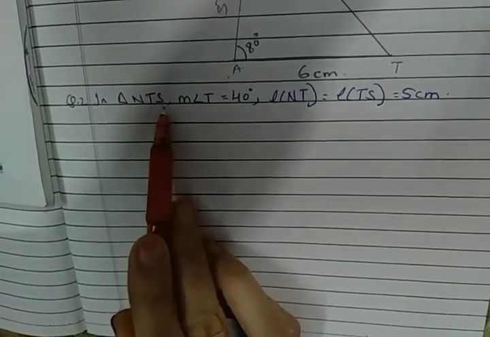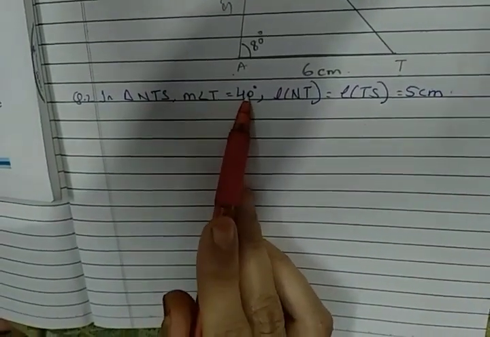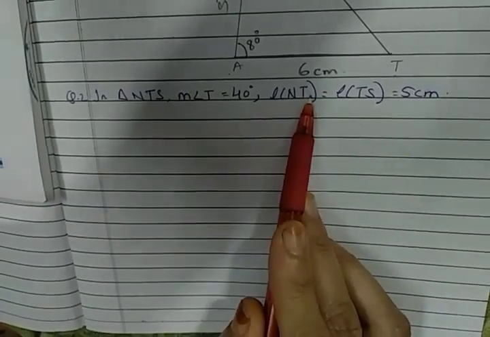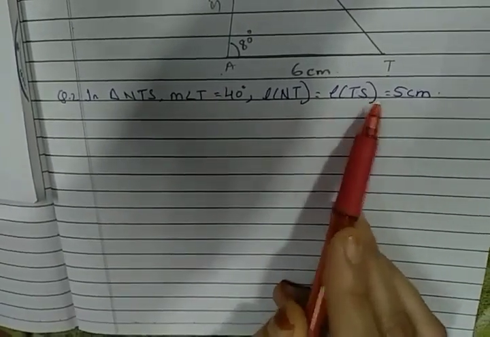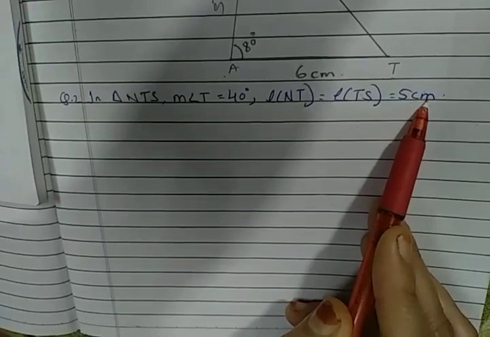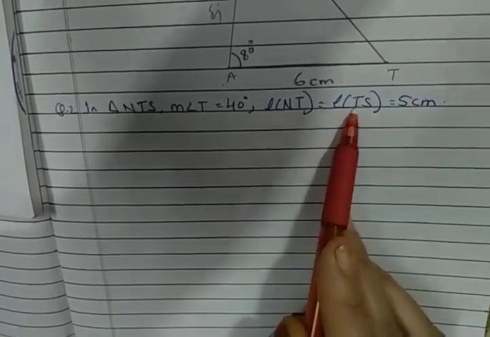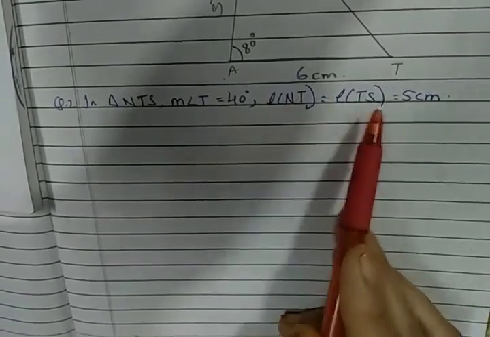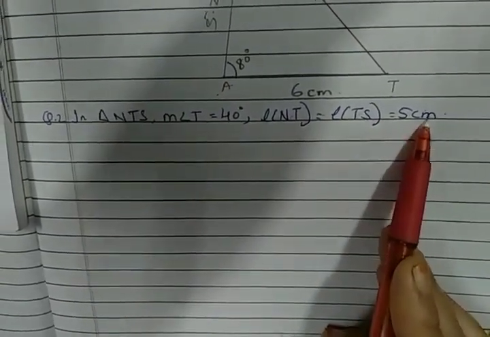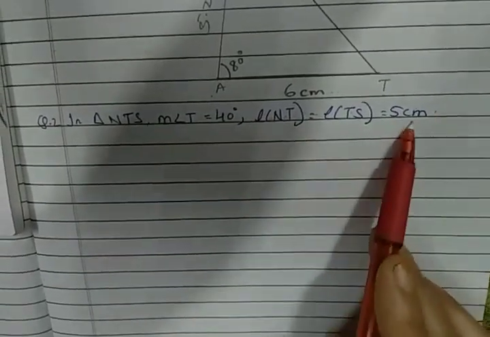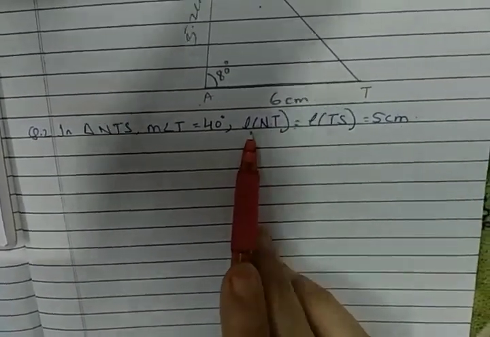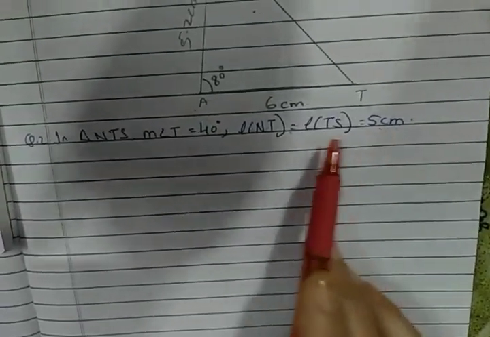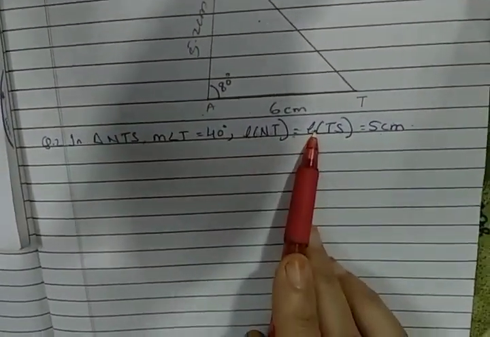In triangle NTS, measure of angle T is given as 40 degree. Length of NT equals length of TS, which is 5 centimeter. Students, please be careful. Here only one length is given, but the sign is showing that both sides are equal, 5 centimeter, because no two sides are given but just this equal sign is shown. So we can understand easily that the length of NT is also 5 centimeter, because these two lengths are the same. Got it? So don't be confused.